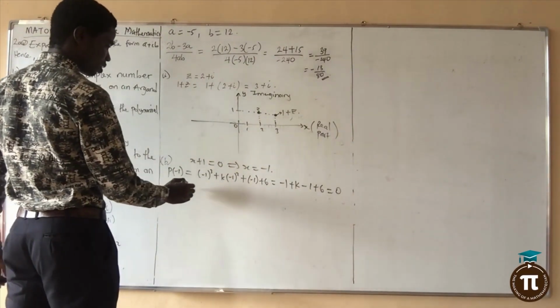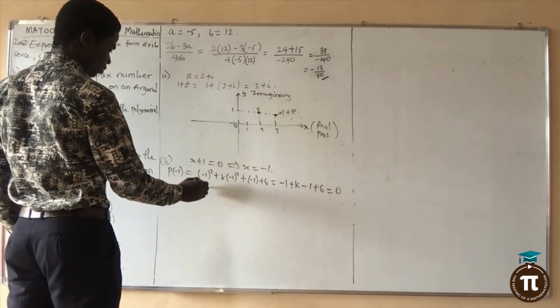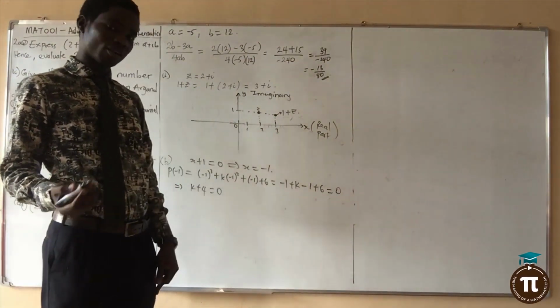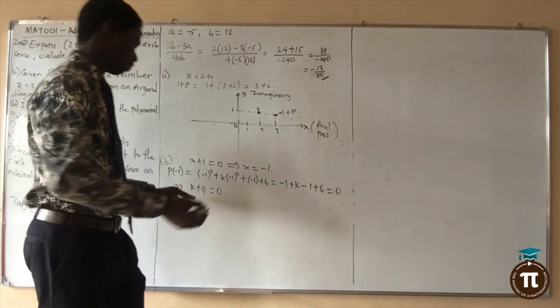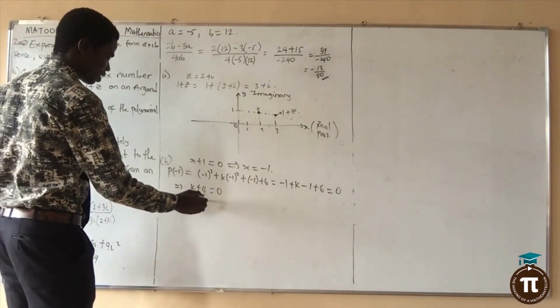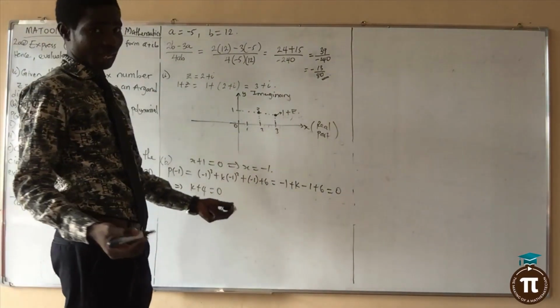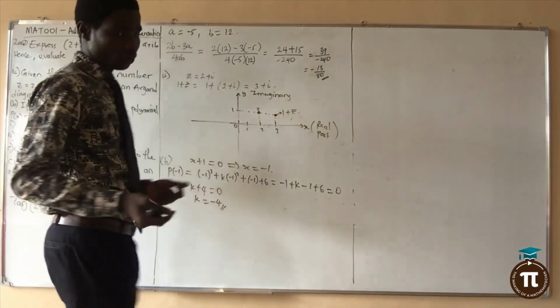So this will give me k plus 4 is equal to 0. Minus 1 minus 1 will give me minus 2. Minus 2 plus 6 will give me 4. So by the time I solve this, k will be equal to minus 4. So k is equal to minus 4. That is what I have. So I have gotten the value of k.